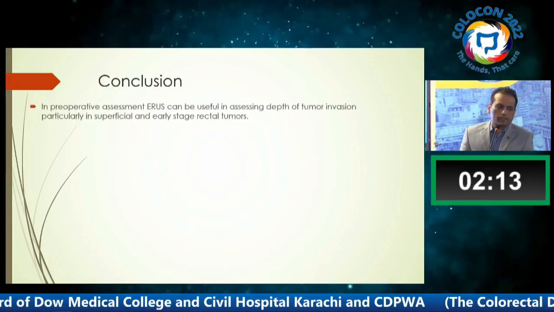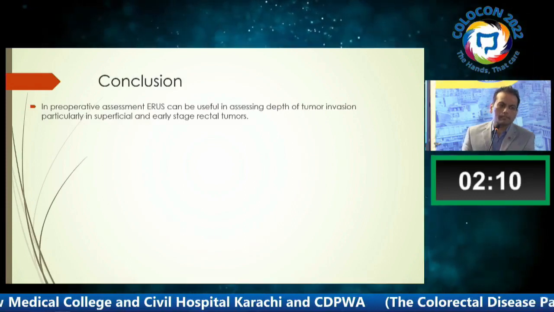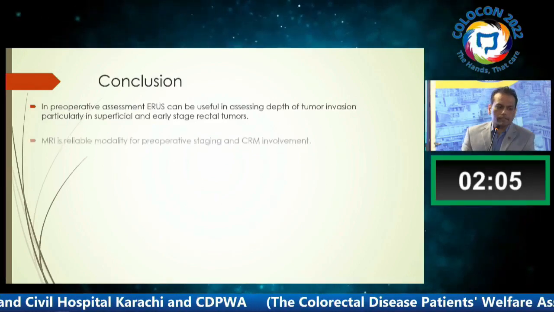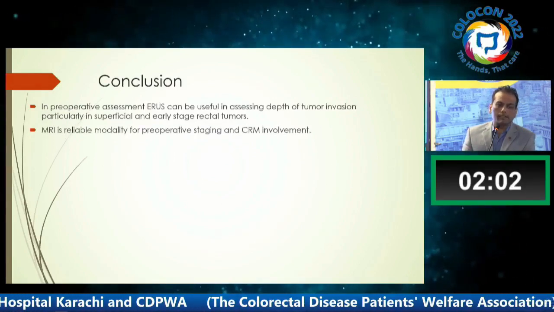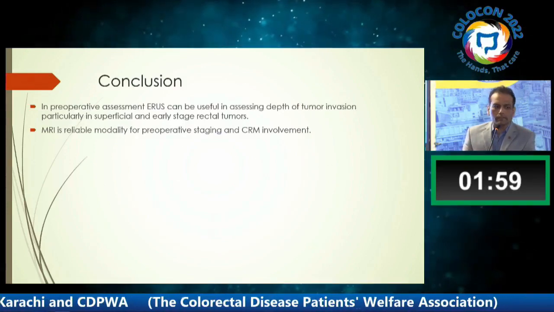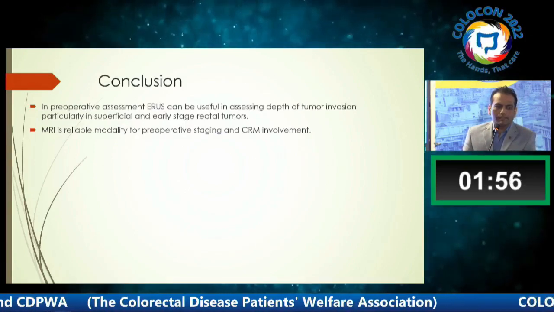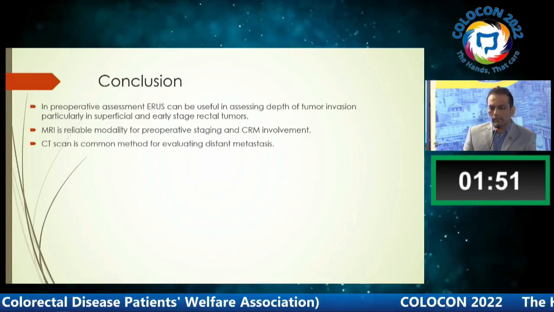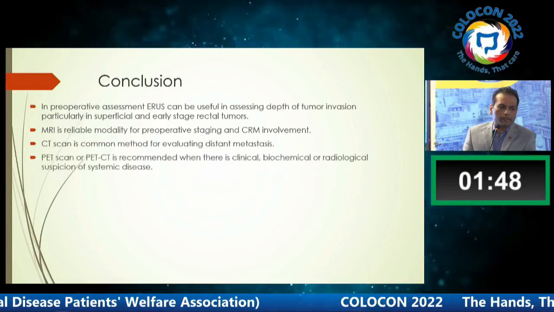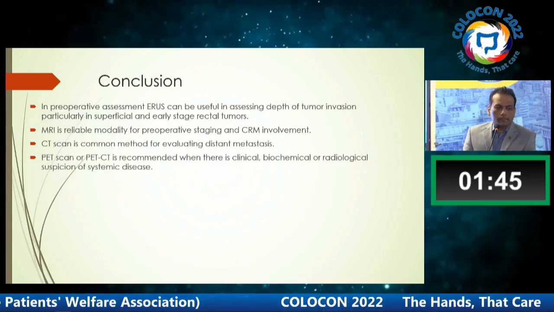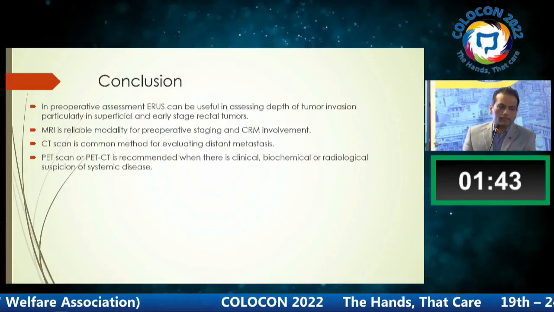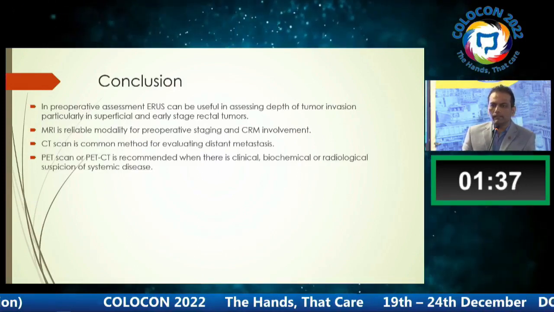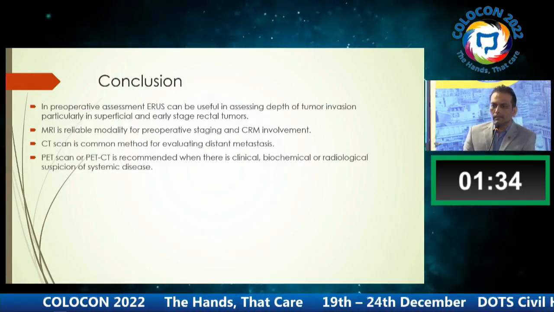So, conclusion: in preoperative assessment, endorectal ultrasound can be used in assessing depth of tumor invasion, particularly in early stage rectal tumors, T1 and T2. MRI is reliable for preoperative staging and assessment of CRM involvement. CT scan is commonly used for distant metastasis. PET-CT can be used when there is biochemical or radiological suspicion of systemic disease, especially in patients who have increased CEA levels.